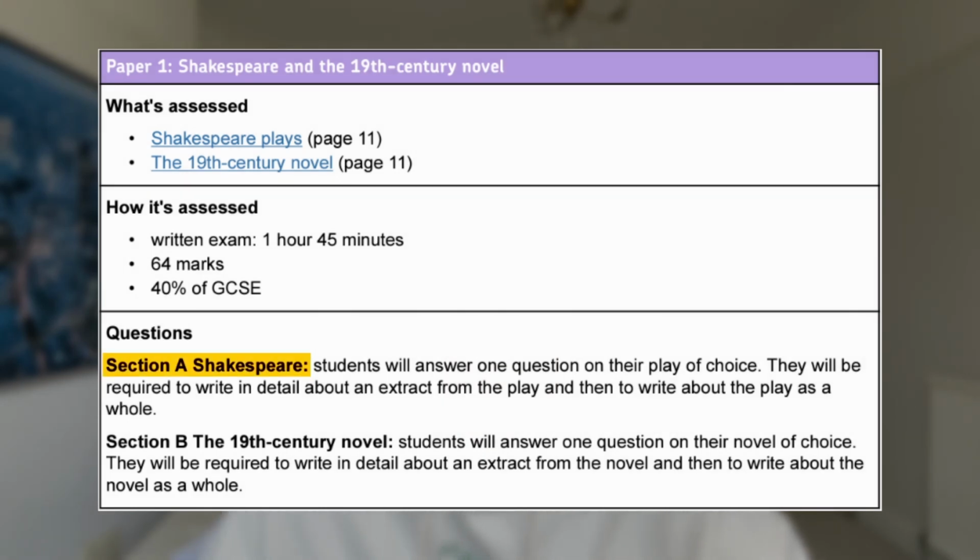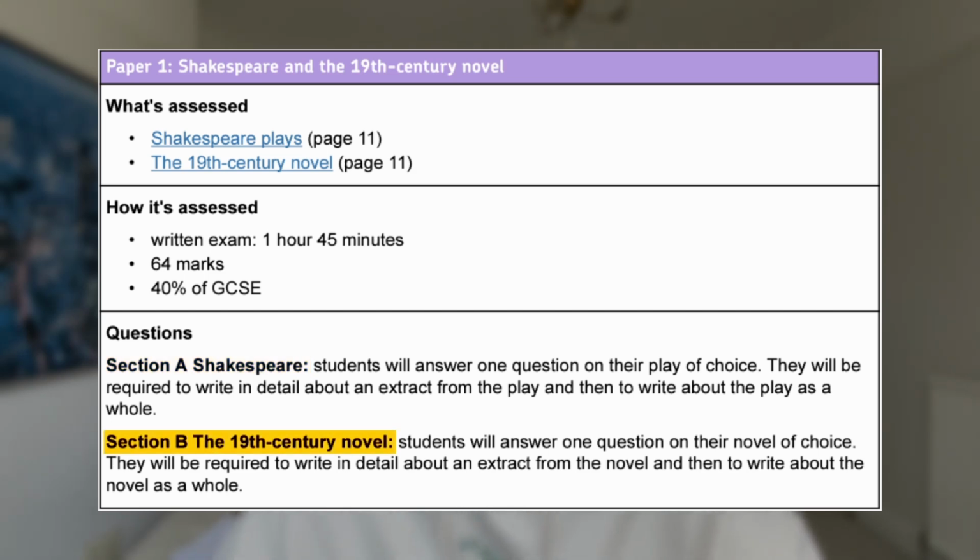Firstly, I'm going to do a brief overview of the papers and their format, because that's super important to know before the exam. This is for AQA, however, it's very similar for other exam boards. Paper 1 is split into two sections, with section A being Shakespeare. You get given an extract from a play, and you need to write in detail about the extract and also about the play as a whole. So you need to know quotes from across the entire play and the plot. And I studied Macbeth for this.